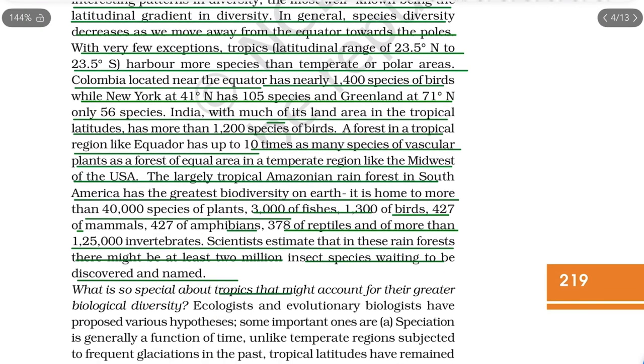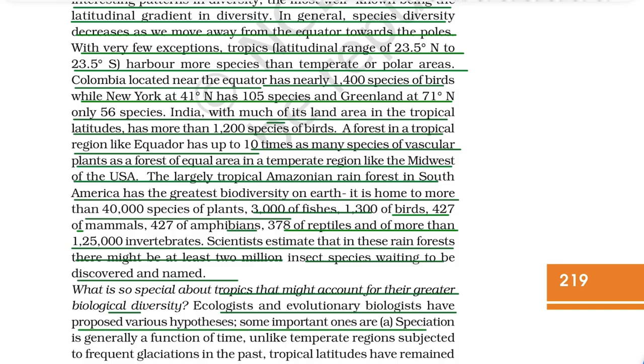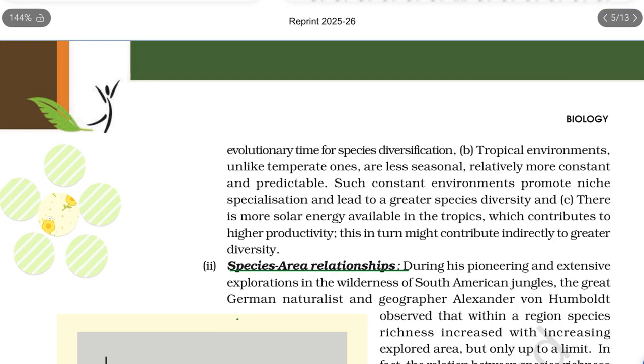What is so special about the tropics that might account for their greater biological diversity? Ecologists and evolutionary biologists have proposed various hypotheses. Some important ones are: first, speciation is generally a function of time. Unlike temperate regions subjected to frequent glaciation in the past, tropical latitudes have remained relatively undisturbed for millions of years and thus had a long evolutionary time for species diversification.